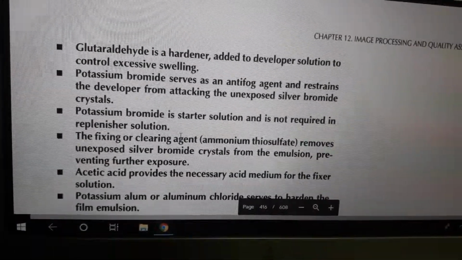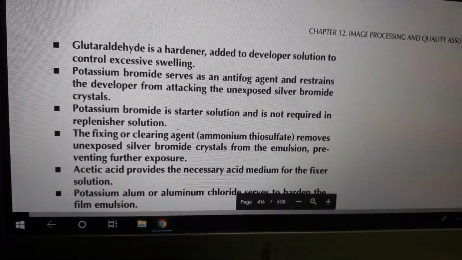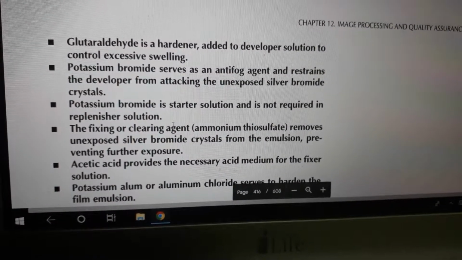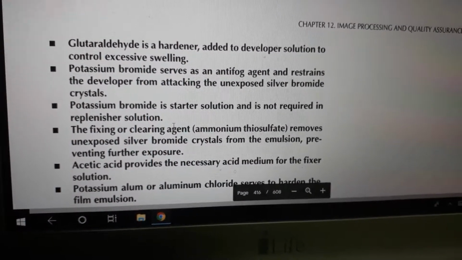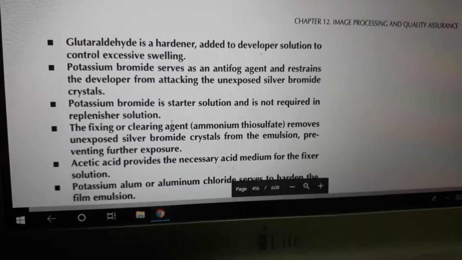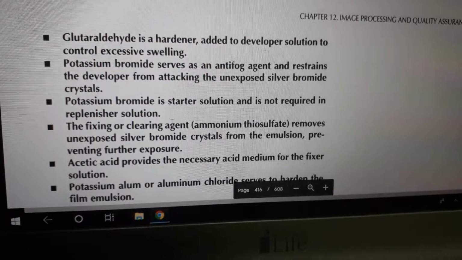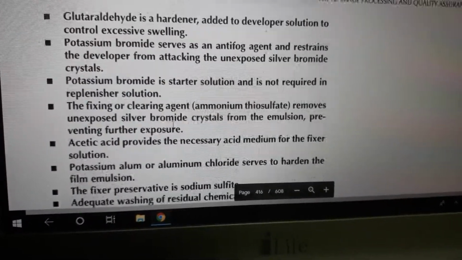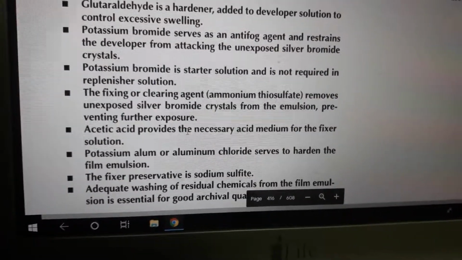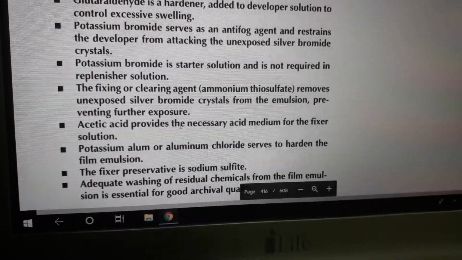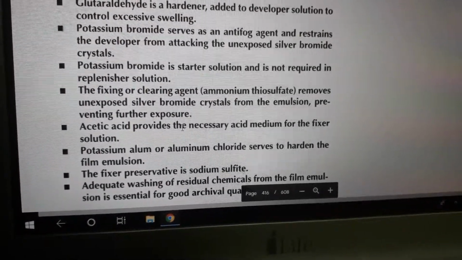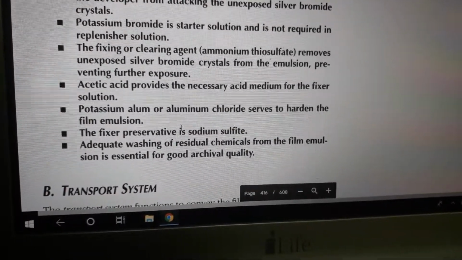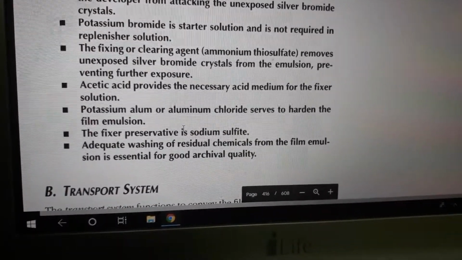The fixing or clearing agent, ammonium thiosulfate, removes unexposed silver bromide crystals from the emulsion, preventing further exposure. Acetic acid provides the necessary acidic medium for the fixer solution. Potassium alum serves as the hardener of the film emulsion. The fixer preservative is sodium sulfite.